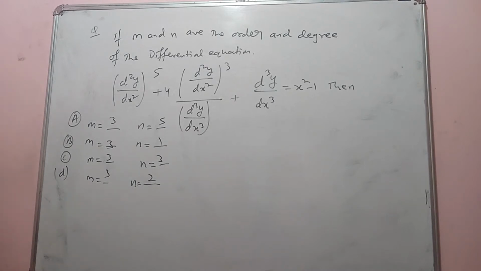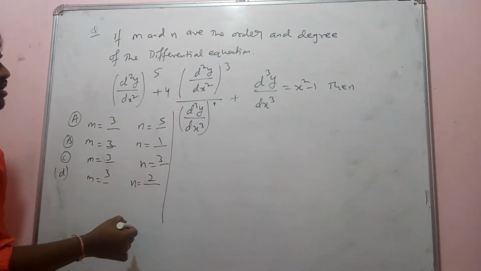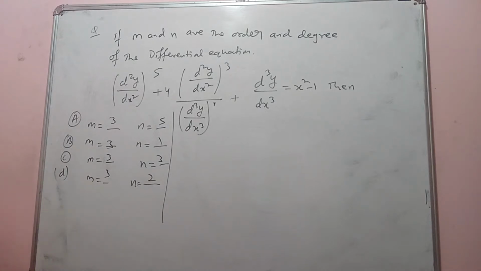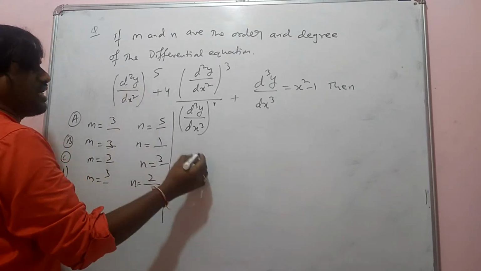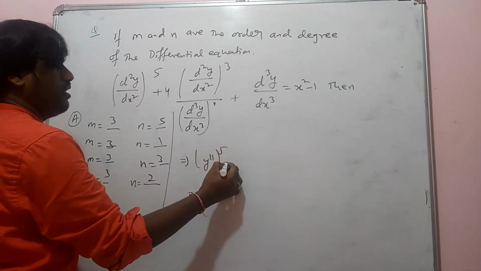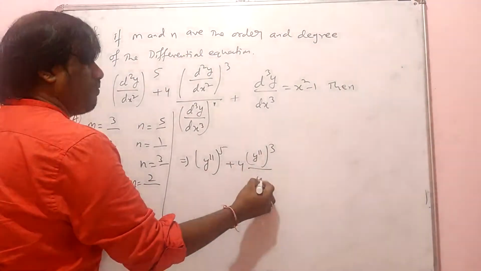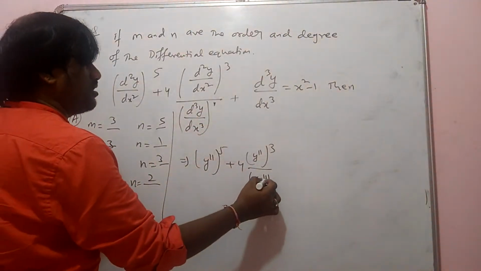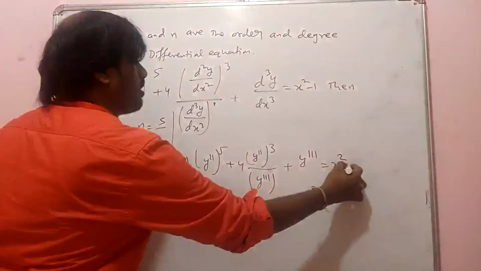For finding this, first of all, you have to know that the equation must be in polynomial form. Polynomial form means the degree must be 1. If I take it as it is, the power will become negative, so this is not in the proper form. So first of all, we convert it into proper form. I can write this as (y'')^5 + 4(y'')^3 / y''' + y''' = x² - 1.